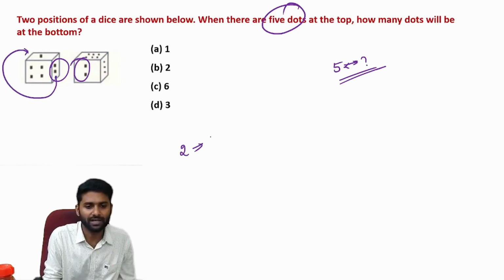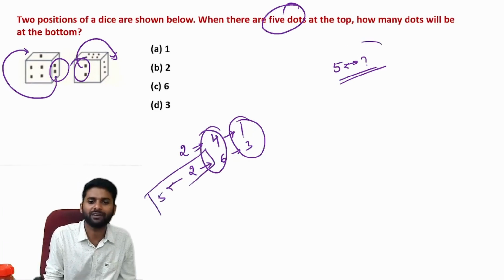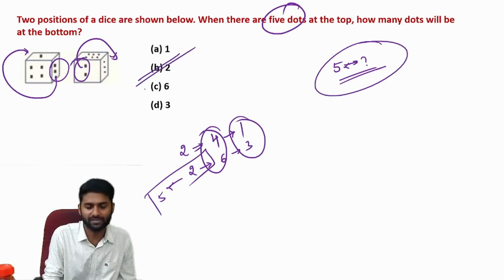If the die is rotated, it becomes 2, 4, 1. Same way from here to here, just rotate the die: 2, 6, 3. So we can conclude that 1 and 3 are opposite to each other, 4 and 6 are opposite to each other. There is a remaining number here, 5, which is opposite to the remaining one. So then we can conclude that the opposite of 5 is exactly equal to 2.